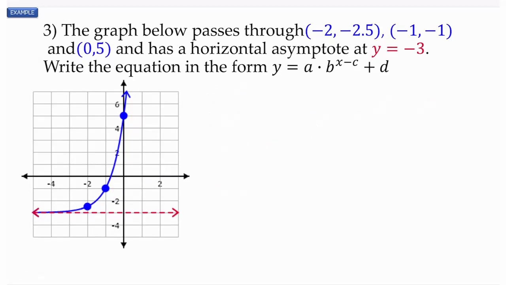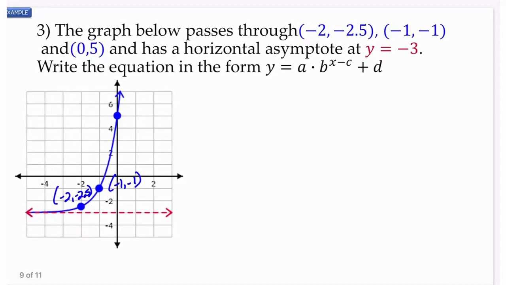Now let's do it again, but this time I'm going to use the reference points (-1, -1) and (-2, -2.5). So the d value, again, is just your asymptote, so that's still going to be -3 like in the other way I did it. Your a value, however, we're looking at this being your first reference point, and that is only a half a unit away from the asymptote. So for a, we're going to use a half.